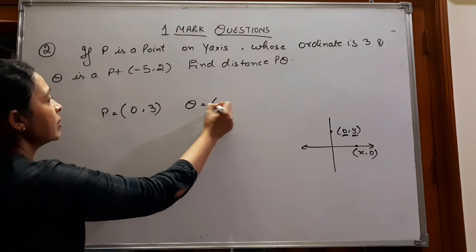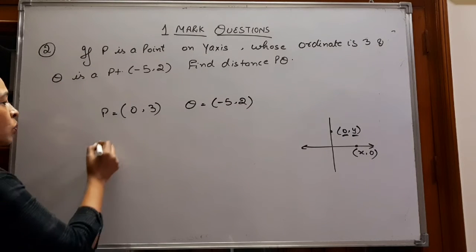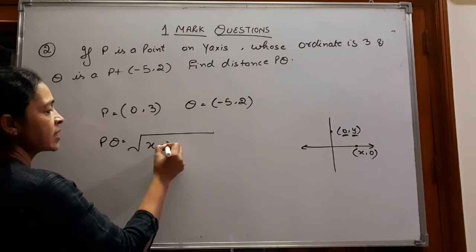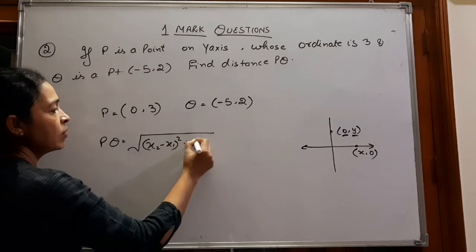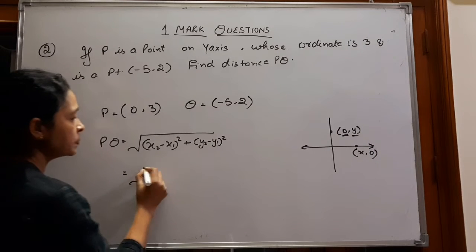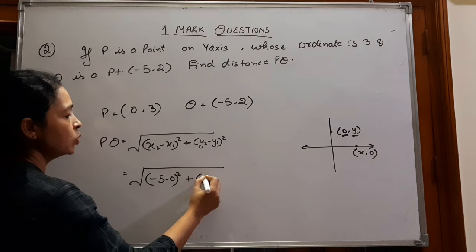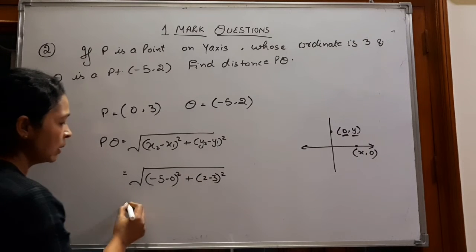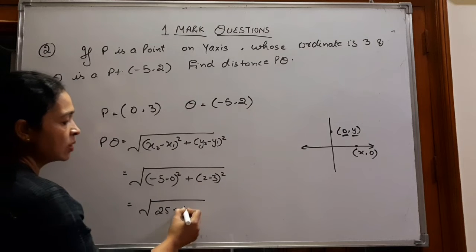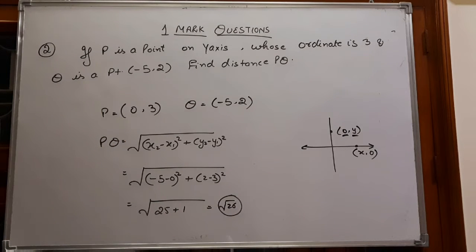And point Q is given (minus 5, 2). We have to find the distance PQ. What is the distance formula? Root of (x2 minus x1) whole square plus (y2 minus y1) whole square. We have (minus 5 minus 0) whole square plus (2 minus 3) whole square. Minus 5 whole square is 25 plus minus 1 whole square is 1. Therefore, our answer is root 26.